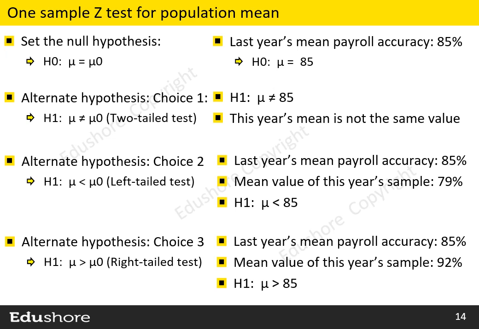So, according to the given data, we choose one suitable alternate hypothesis. We will now see how to do the hypothesis testing for each alternate hypothesis scenario.